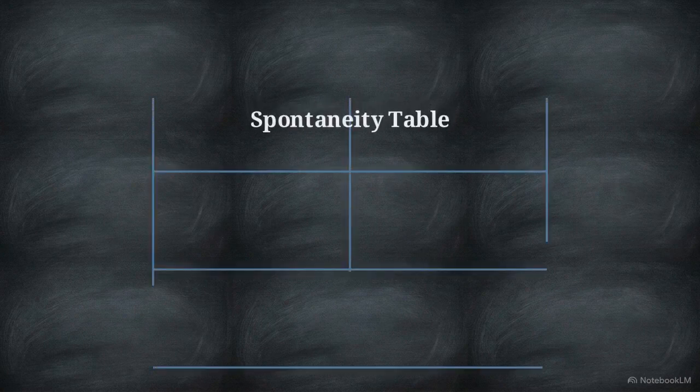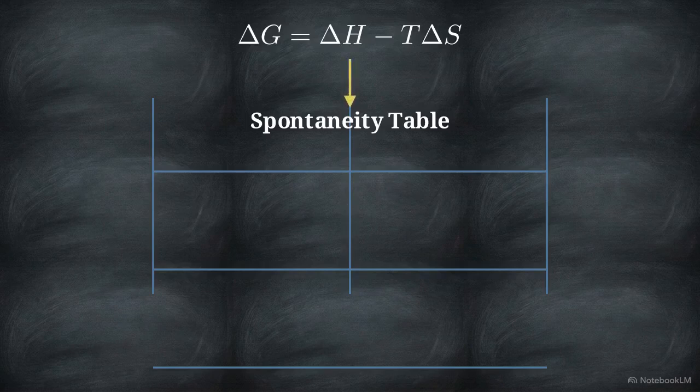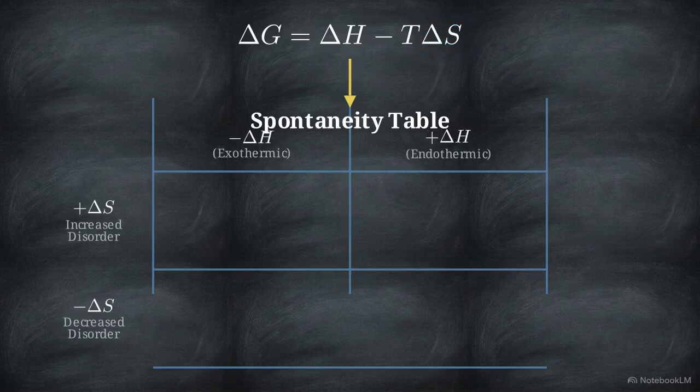This empty 2x2 grid is our spontaneity table, governed by the master equation for Gibbs free energy. Delta G equals delta H minus T delta S. By combining the heat of the system with the disorder of the system at a specific temperature, Gibbs free energy definitively predicts reaction spontaneity. The math gives us absolute rules.